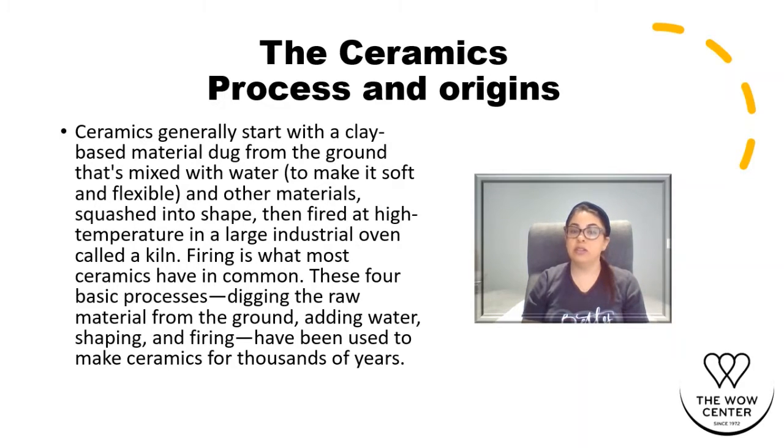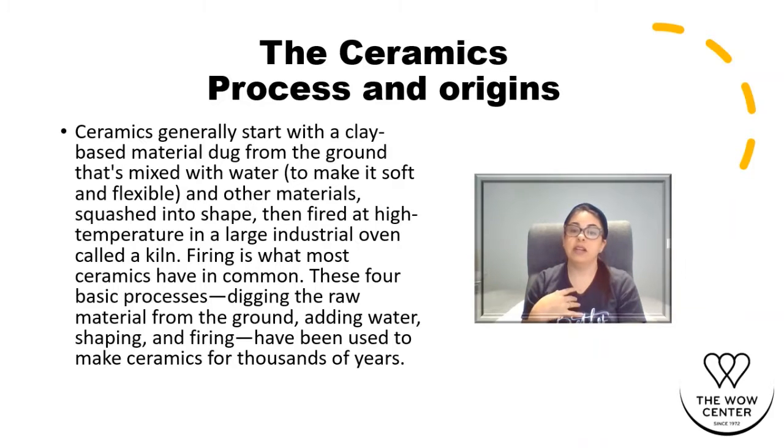The ceramics process and origins. Ceramics generally starts with a clay-based material dug from the ground and is mixed with water. The water makes it soft and flexible so you can shape it into whatever you're trying to make. Then it's fired at a high temperature in a large industrial oven, and those are called our kilns. Like I said in the previous slide, we do have 2 kilns at the WOW Center that we use when we're making our ceramic flowers, our vases, and things like that. So firing is what most ceramics have in common, and there's 4 basic processes that take place when you're working with clay. First you're going to dig the raw material from the ground, then you're going to add the water, we're going to shape it, and firing.